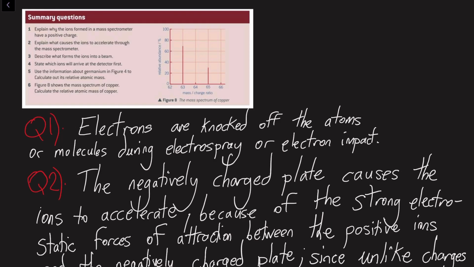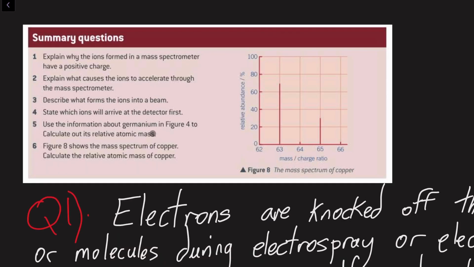Now question 4 says, state which ions will arrive at the detector first. The answer to this is the lighter ions, right? Lighter ions move and accelerate faster than heavier ions, so they would be the ones that arrive at the detector first. I should have mentioned this before. So for question 5, figure 4 isn't here, so you can feel free to just pass over this. I can maybe put a link for figure 4 in the description, and you can maybe attempt that later.